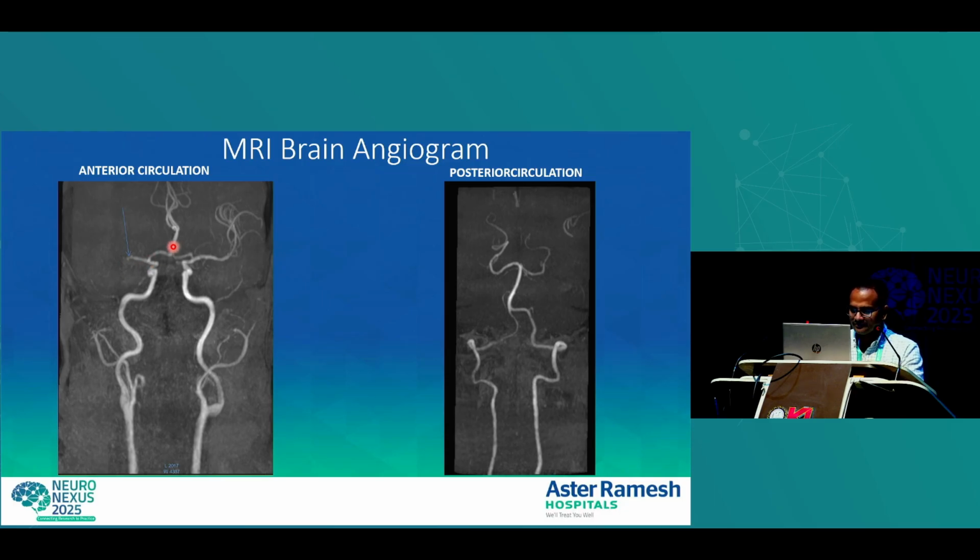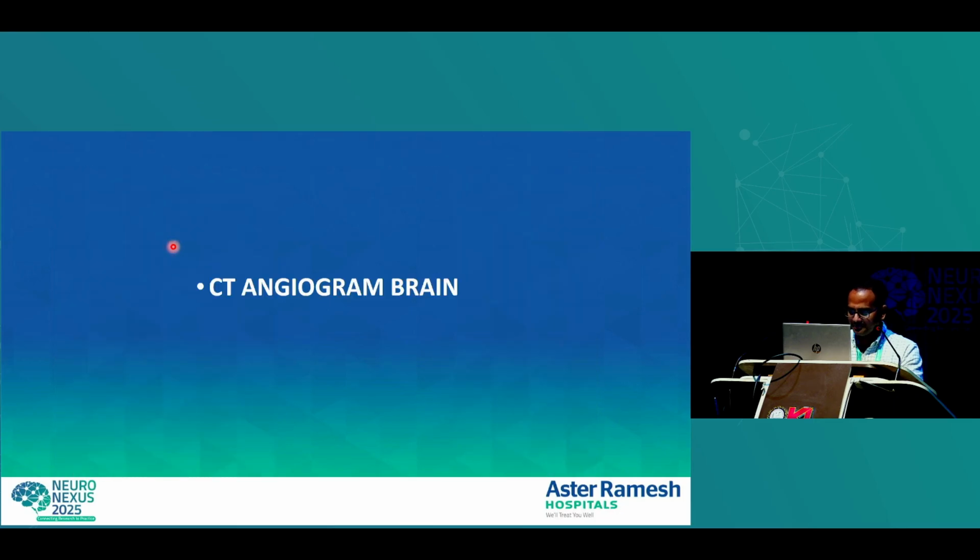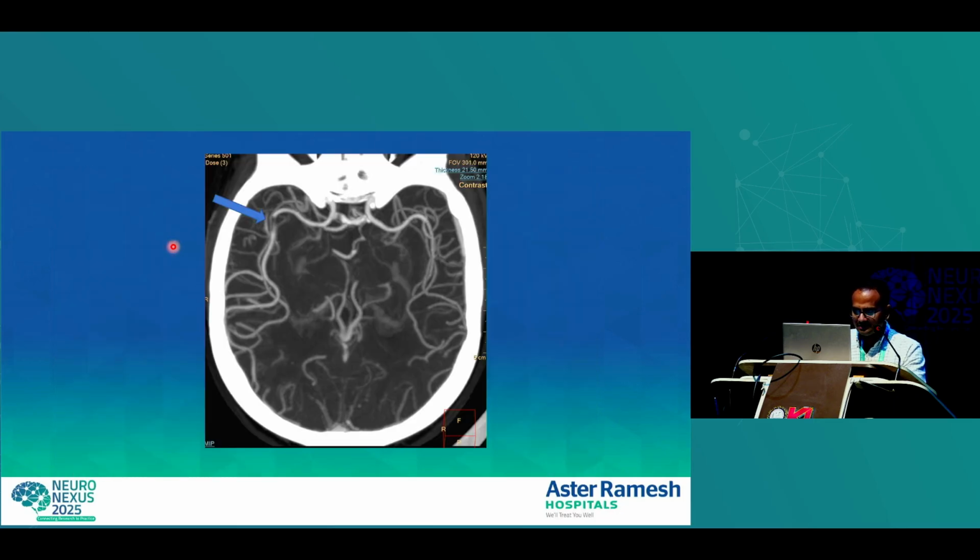Here we also did a CT angiogram brain. This CT angiogram showed focal narrowing at the M2 segment, even though there was an M1 segment occlusion in the MRI angiogram.